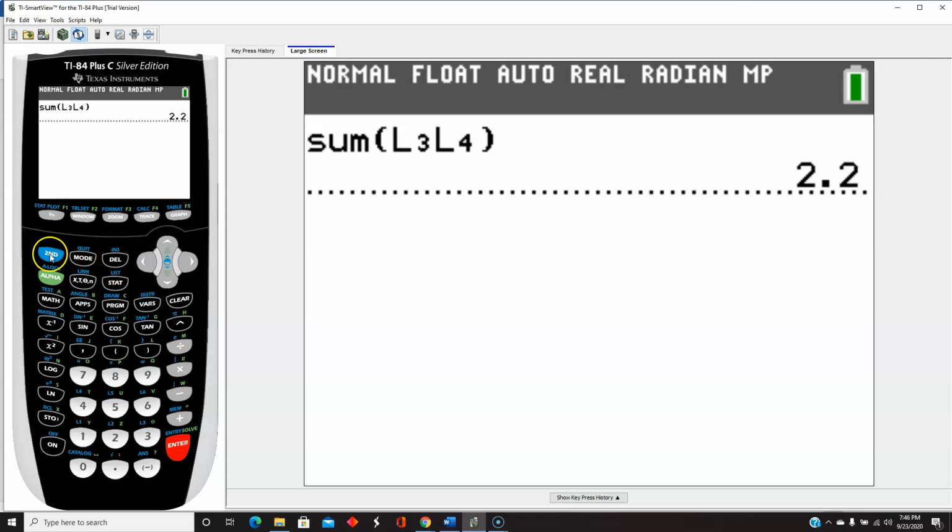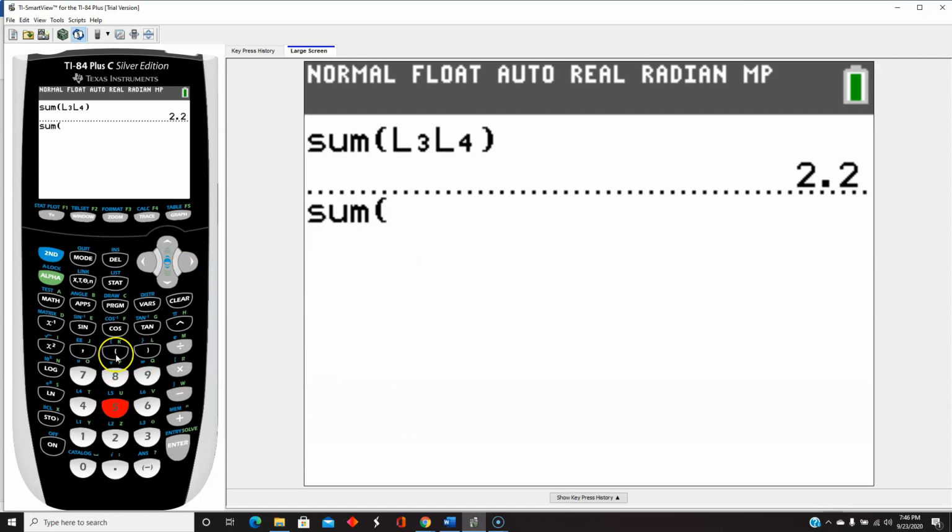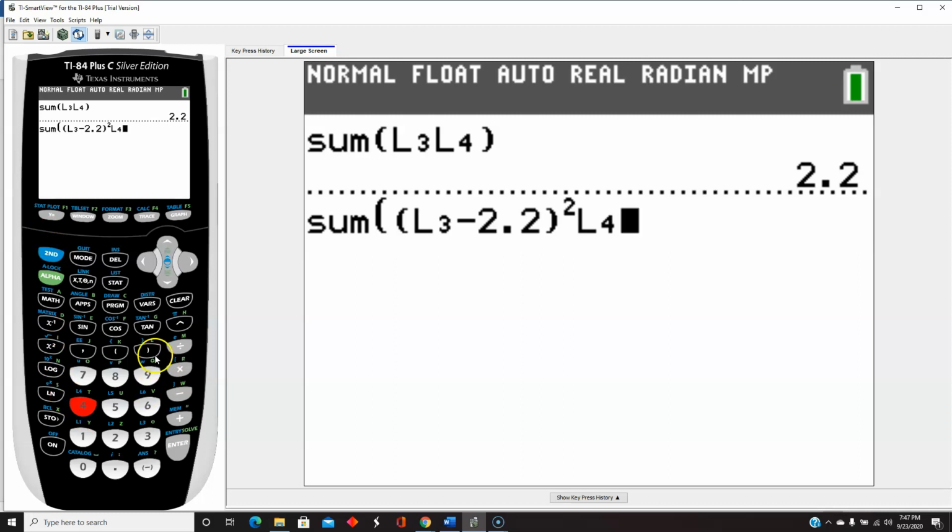And I could also do second stat math sum, parentheses, the values of my variable in list 3 minus the mean, which is 2.2, square that difference, and then multiply by the probability that's in list 4. That's essentially our formula for variance, and that gives you the 0.96.